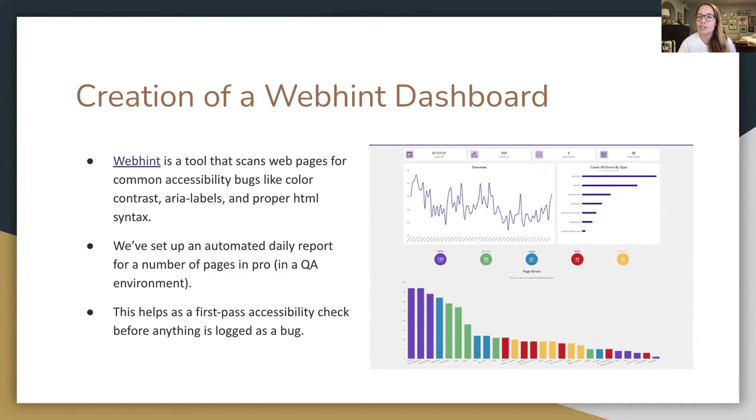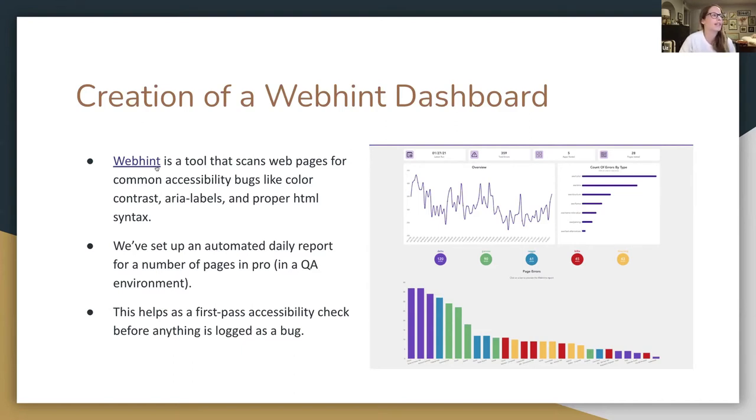They're checking if your images have alt text, things like ARIA labels. If buttons don't have text, they're looking for a label for that button. And then some proper HTML syntax. If you have an LI element outside of a UL element, or that's not the child of a UL element, it will tell you this is not right, you shouldn't be using it this way. And then they also do color contrast, which has been really helpful for us.